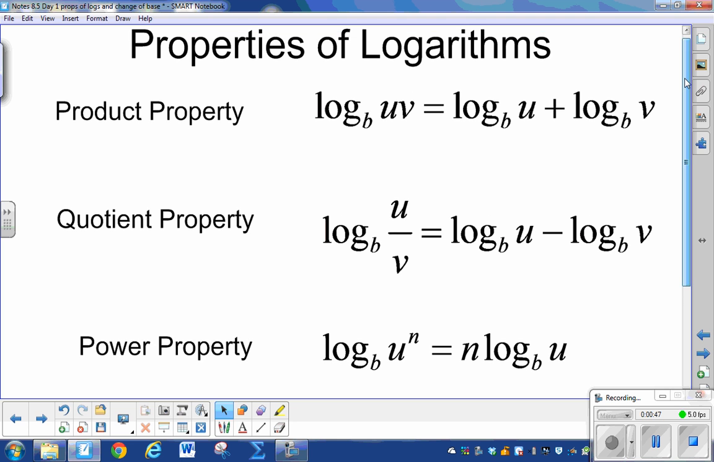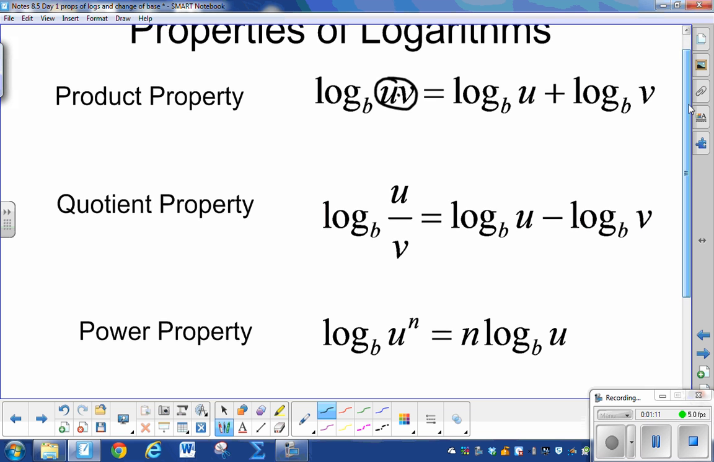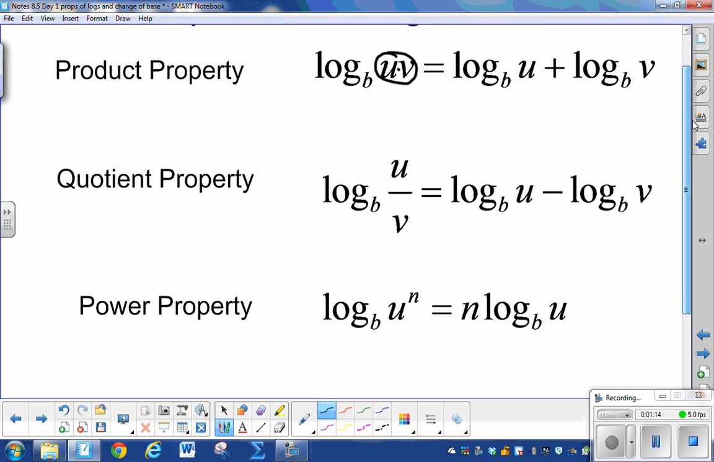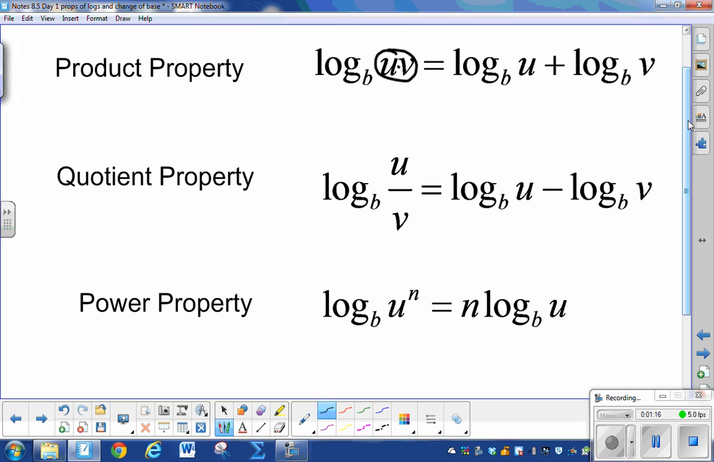Okay, so the properties of logarithms, there's three of them. First one was the product property. The product property said that if you take the log of a base of two numbers being multiplied, it's the same thing as splitting those two numbers up into two separate pieces, logging each of those pieces, and then adding them together. The main way to remember this is that if there's multiplication, then you're going to be adding. It's very similar to the product of powers.